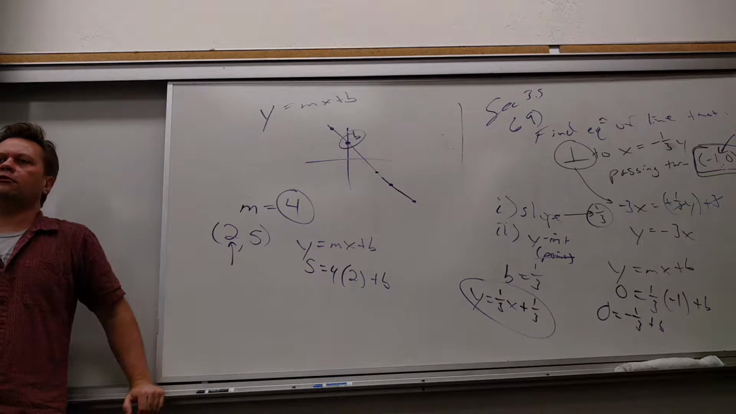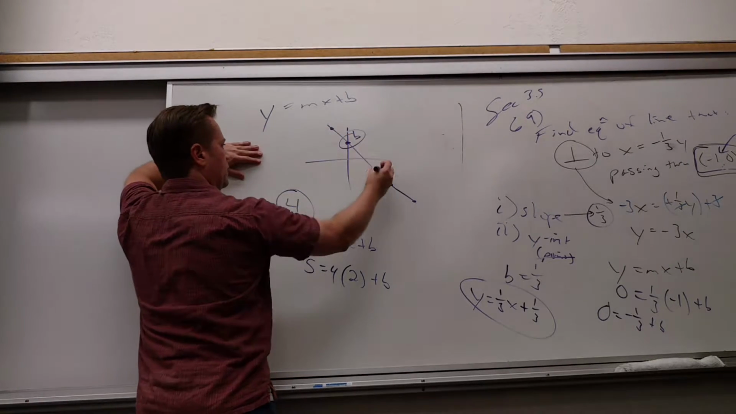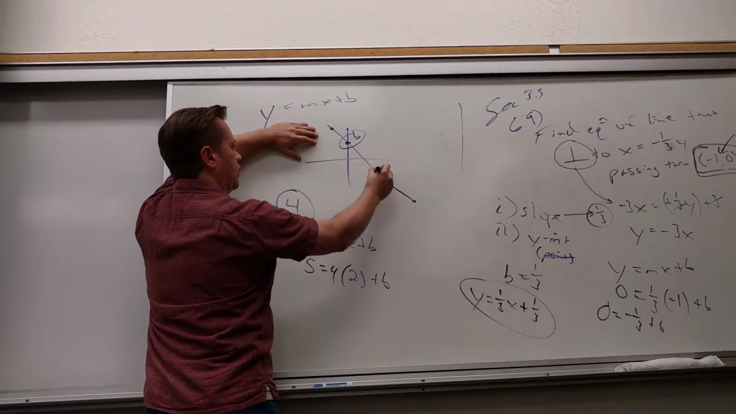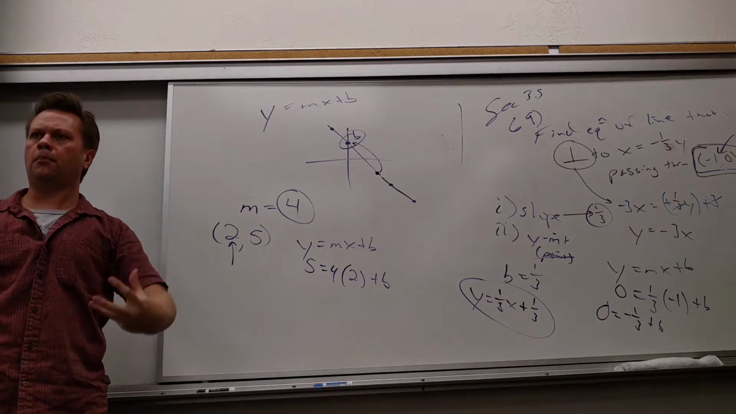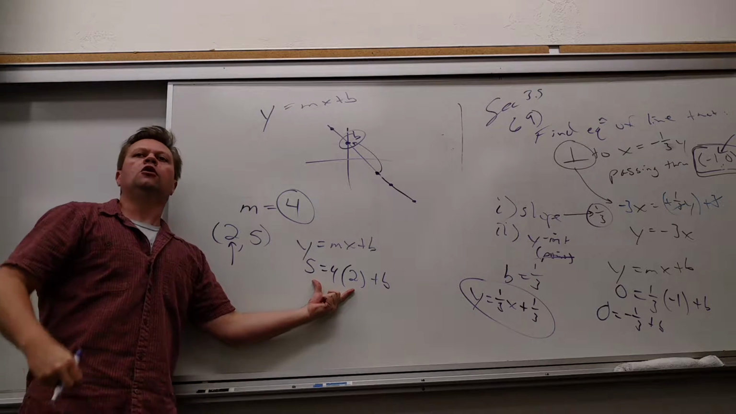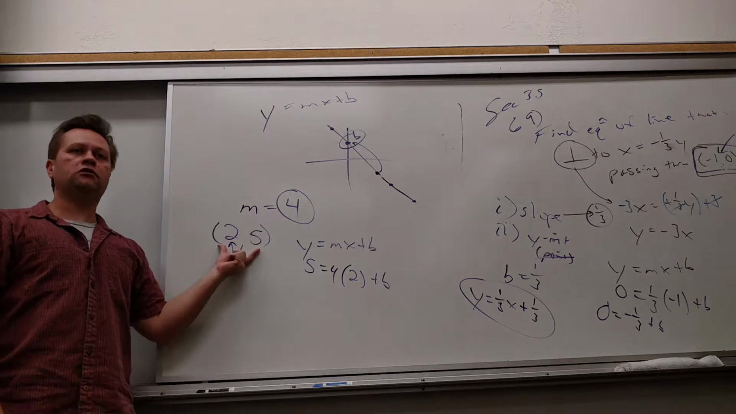So then I can figure out what b is. If I use everything I know, b has to be something. If I know this and I know what the slope is, I should be able to work back to see what b is. B has to be the number that makes this work. Why? Because the line goes through (2, 5).